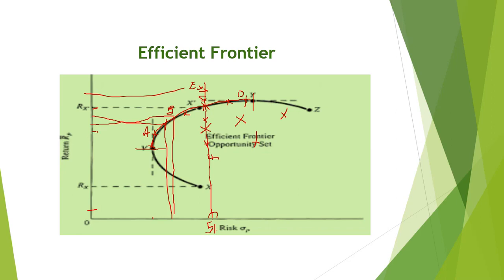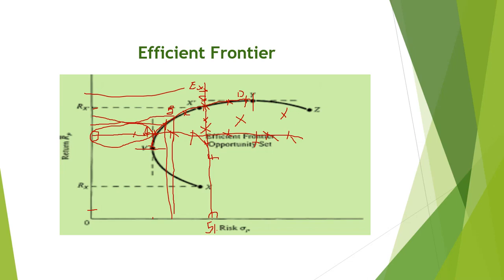Likewise, if you draw a line perpendicular to the y-axis, this part is the unattainable region. That is not possible. From point A onwards, the line keeps going, and there are different points on it. For this level of return you can get this much risk, this much, or this much. But point A is the minimum risk you get for this level of return.